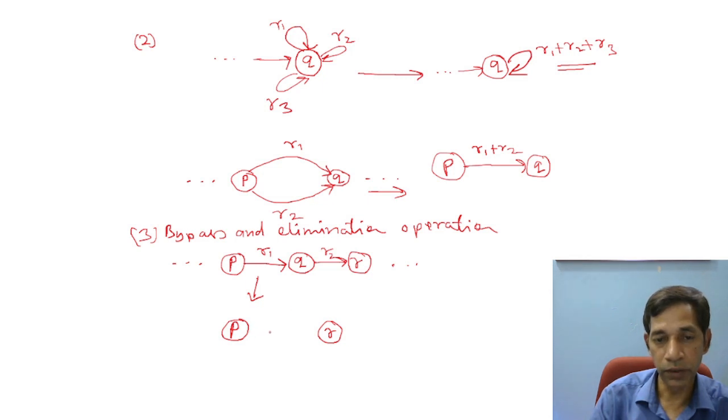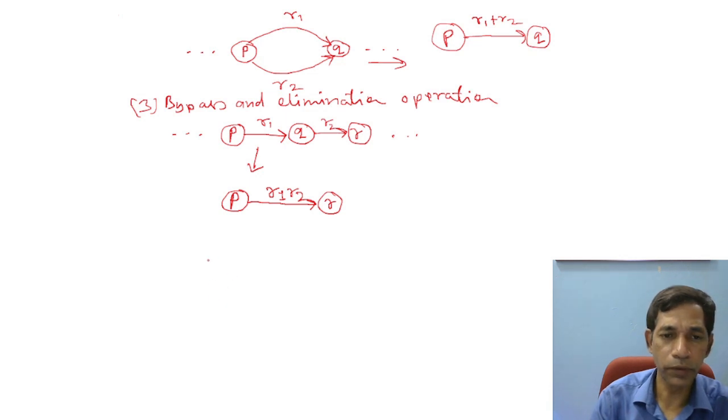So that's why, once you eliminate the state Q, once you bypass the state Q, you have the situation like this: from P to Q you are going for the regular expression R1 R2. You can write R1 R2. This is the concatenation of R1 and R2.